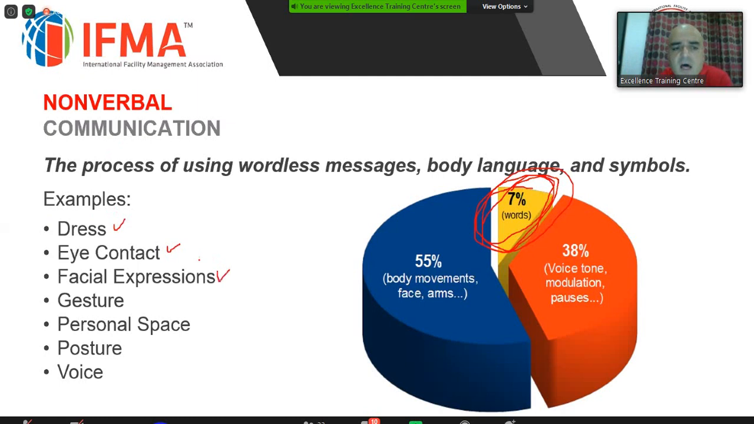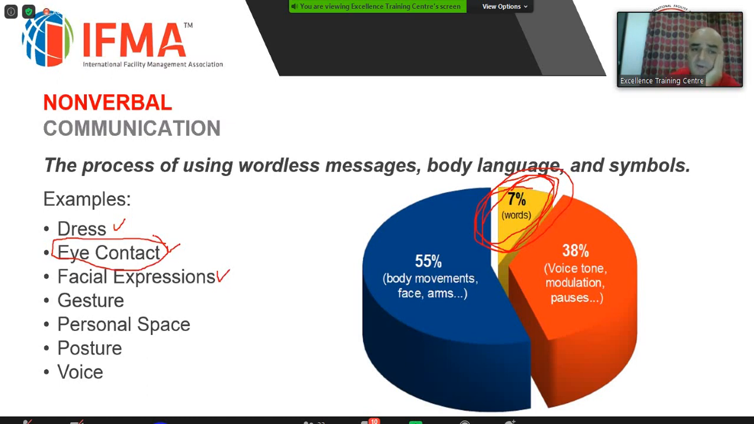facial expressions, eye contact. For example, once I had one guy applying for a sales job, and all the time during his interview, he was looking at the table, avoiding eye contact with us. Definitely he couldn't get the job, because if he's not able to communicate to us, then how can he communicate to a client?